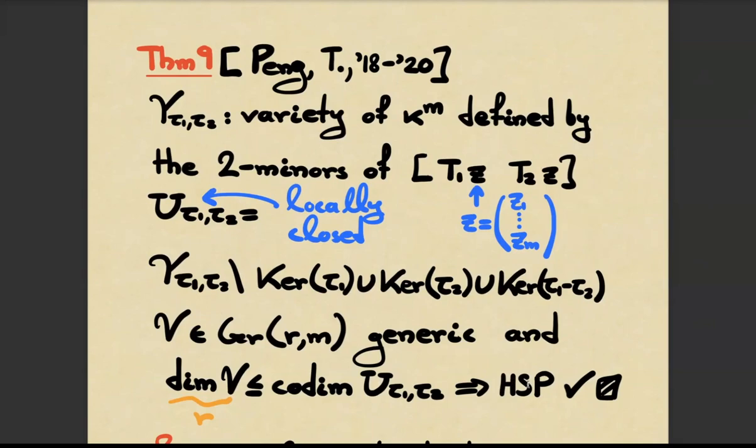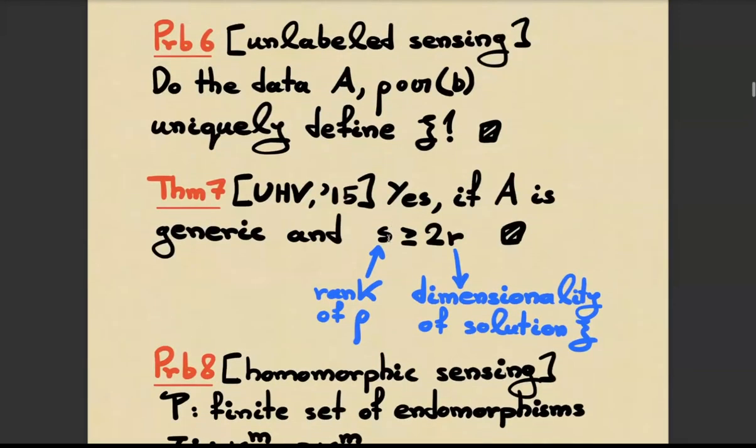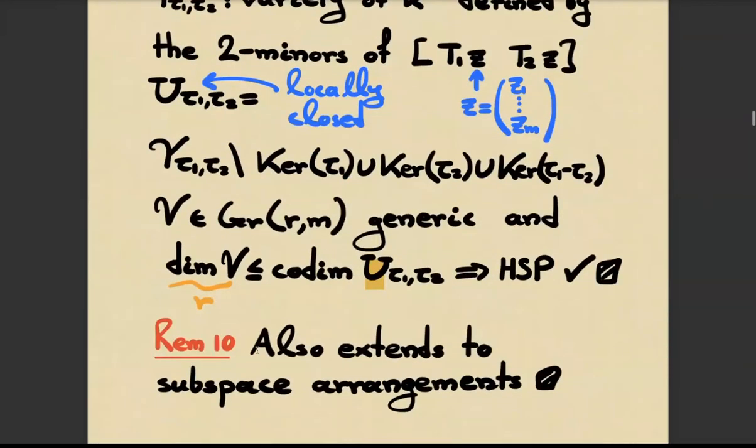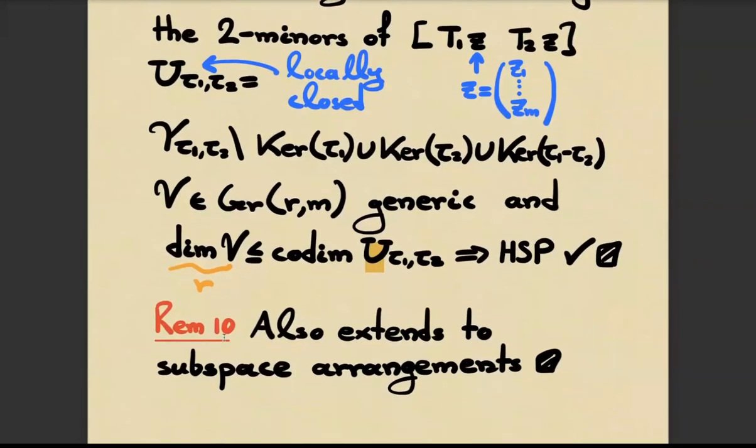And it turns out that in the case of unlabeled sensing, if we compute the dimension of this object, we get exactly the condition that the number of coordinates we observe from the right-hand side vector has to be at least twice the dimensionality of the solution. Moreover, this theory can be extended to subspace arrangements. So instead of having a linear subspace V, we can now have a union of linear subspaces. Okay, this is with regards to the abstraction of unlabeled sensing.